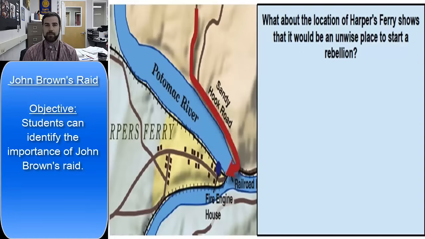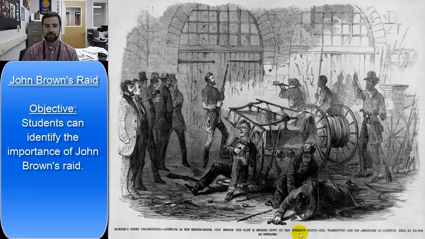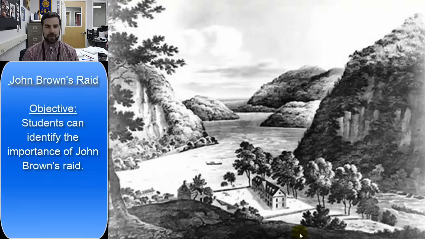So looking at the map here, what about the location of Harper's Ferry shows that it would be an unwise place to start a rebellion? You can see it's bordered by different rivers right here. And so John Brown and his men are kind of stuck in this location. So it's not the best fortified place to attack. And so here's a picture from the attack here on Harper's Ferry. And here's a view of the area and a picture here.